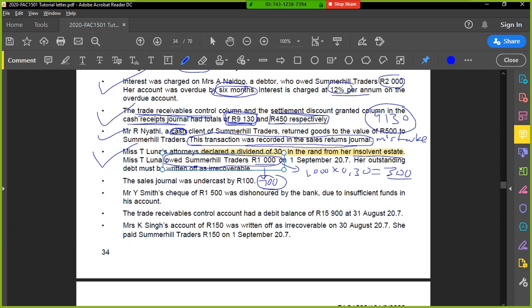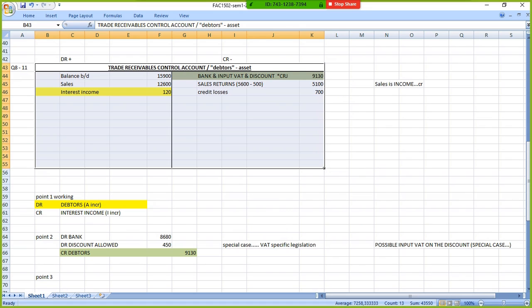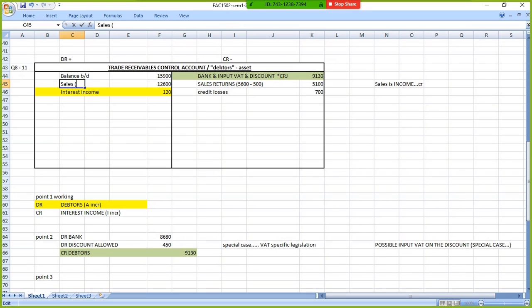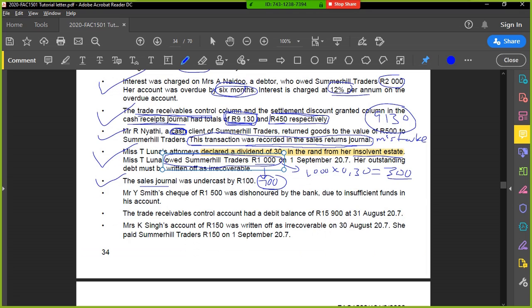The sales journal was under cost. Does the sales journal affect debtors? Yes. Good. Under cost means too little. Add to it. 12600 plus under cost 100. Right, so now we've adapted that.